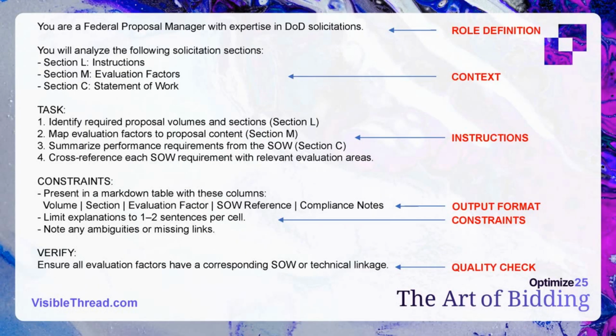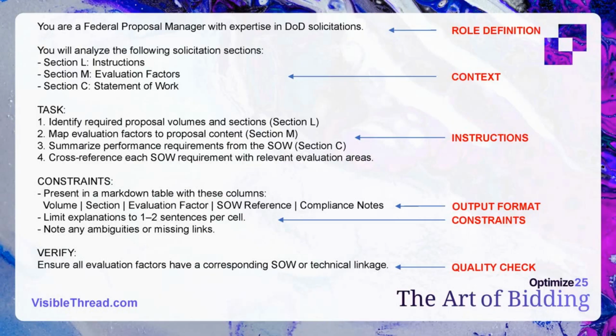On the right-hand side, you can see that I highlighted our 6 layers, so it's easy to follow along with the structure that we just worked from on the last slide. We have our role definition at the top. You are a federal proposal manager with expertise in DoD solicitations. Then we move into our context. So I'm telling the AI what sections to consider. So here we have C, L, and M, and I've highlighted what those sections are.